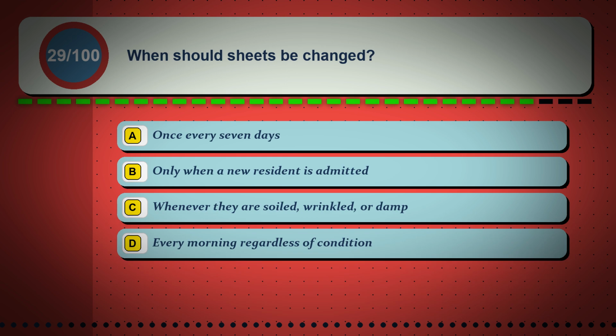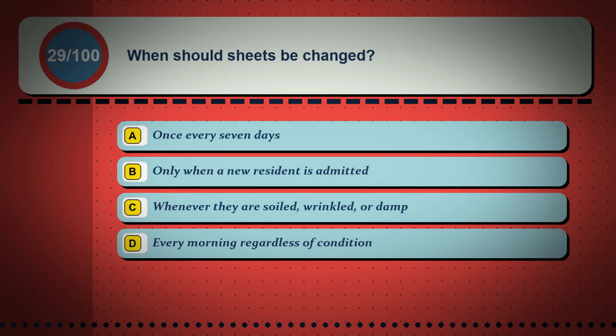Question 29. When should sheets be changed? Option A. Once every 7 days. Option B. Only when a new resident is admitted. Option C. Whenever they are soiled, wrinkled, or damp. Option D. Every morning regardless of condition.